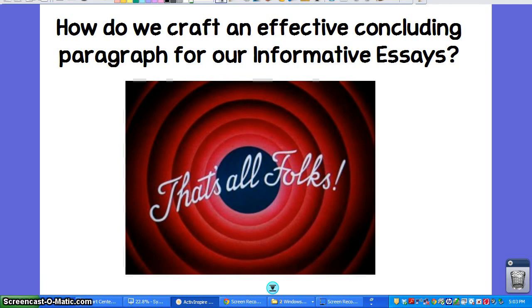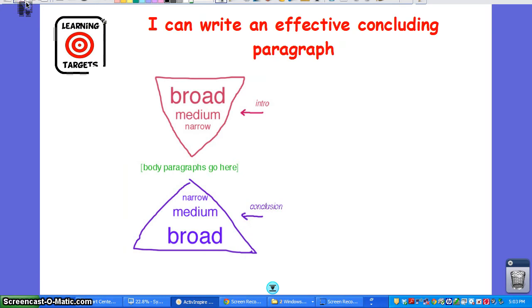Hey guys, this is Miss Arlequin, and in today's lesson we're going to talk about how we can craft an effective concluding paragraph for our informative essays. Our goal in today's lesson is to find out the different elements that make up concluding paragraphs and what makes them effective, and then to take what we've learned to write our own effective concluding paragraphs.